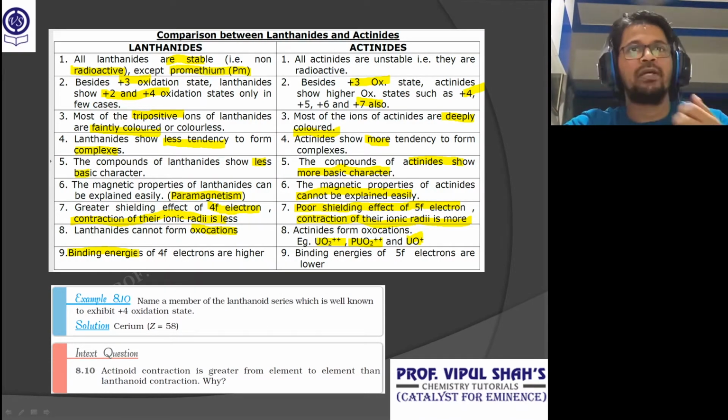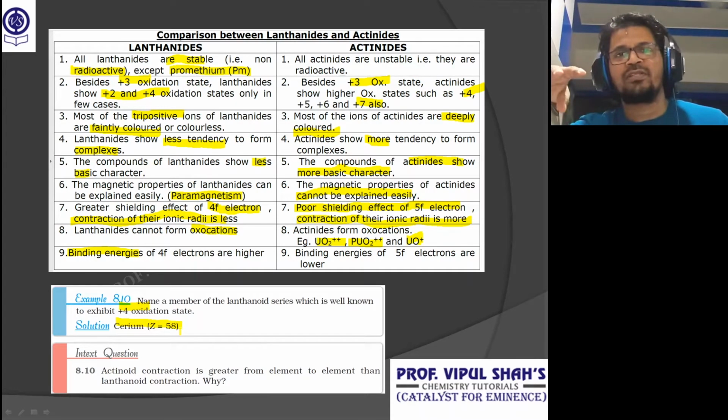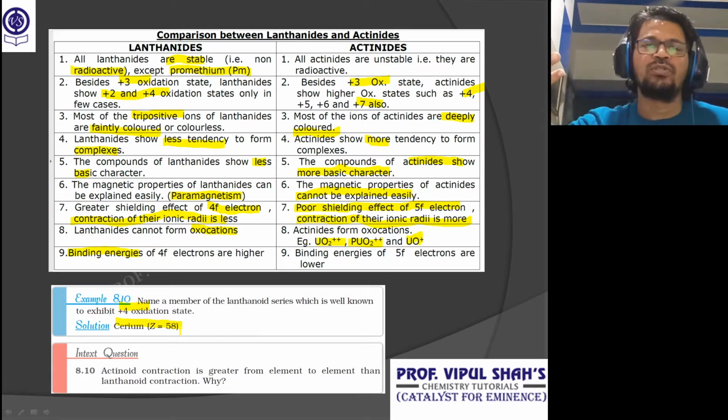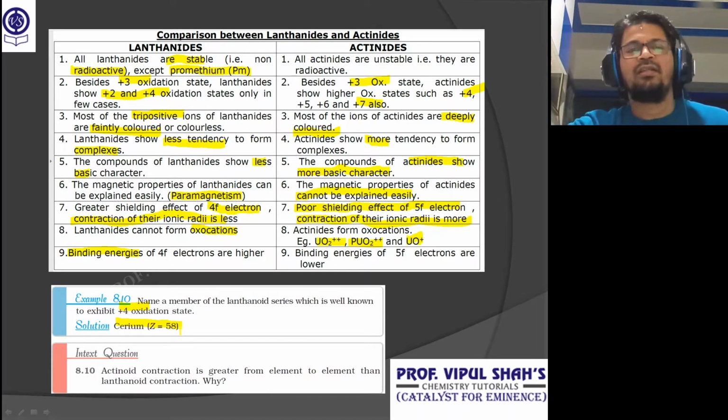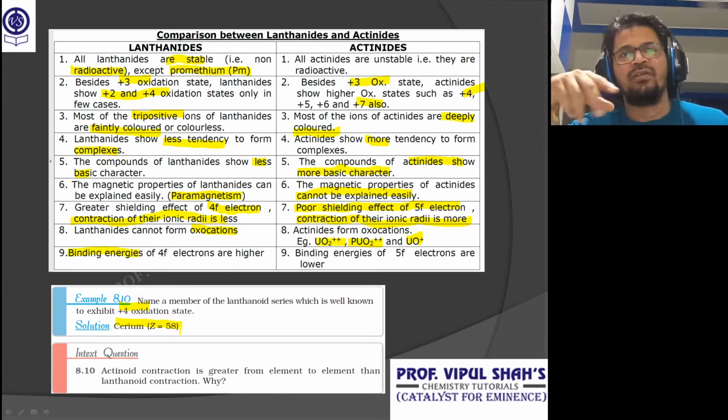Then comes, people, name a member of the lanthanoids which is well known in +4 state. That definitely is cerium. Why? Cerium basically has 4 electrons in the valence shell, that's the first lanthanoid we have. So if it loses all 4 electrons, what's going to happen? Cerium acquires the configuration of xenon. So that's why in the +4 state it is a good oxidizing agent.